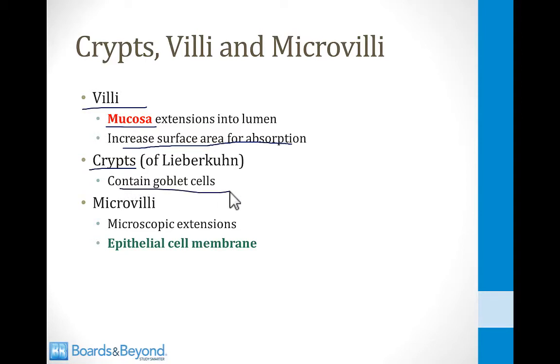And then another feature you'll hear about in the small intestine is the presence of microvilli. These are microscopic extensions out from the epithelial cell membrane. You cannot see these under the light microscope. You have to use an electron microscope, and then you can see the presence of microvilli, which further increase the absorptive area for the small intestine.